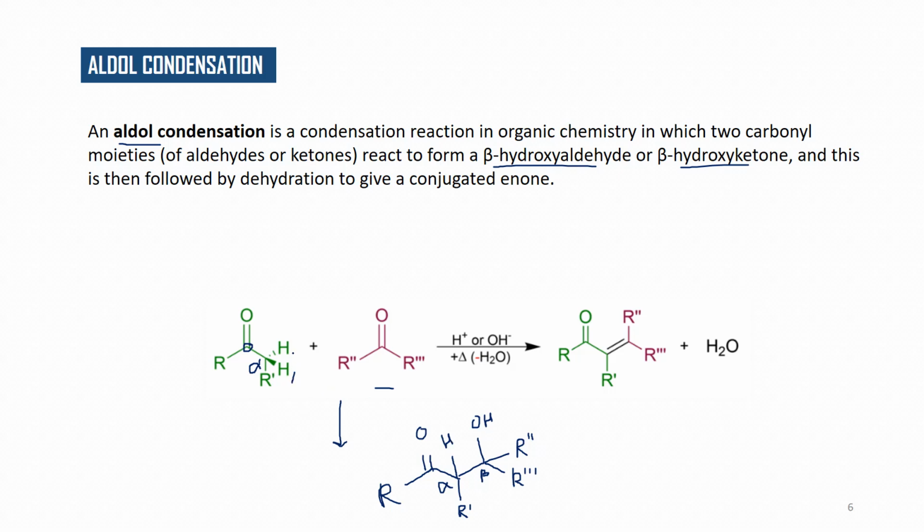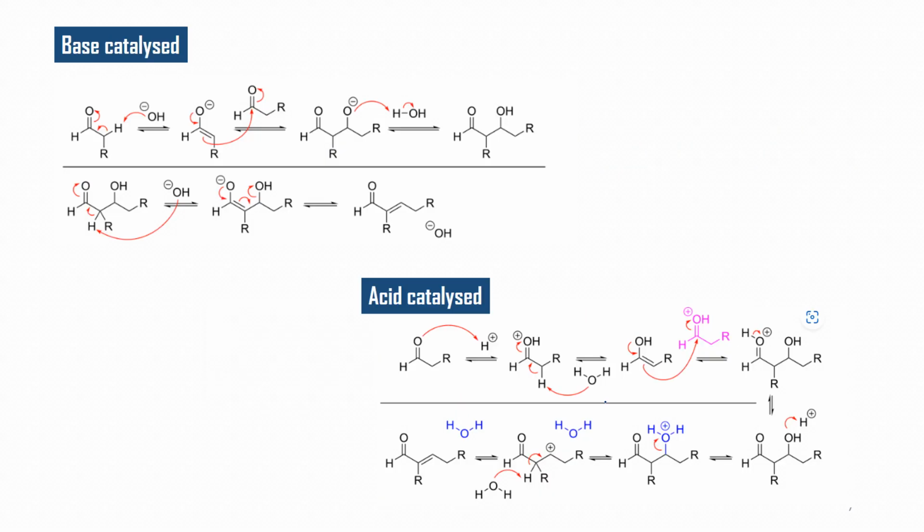If there is only one alpha hydrogen, then there is no question of dehydration because no hydrogens are available. But if one alpha hydrogen is still available, then through elimination of water it will form this conjugated enone. Now this type of aldol condensation can be base catalyzed, as I said, and also can be acid catalyzed.